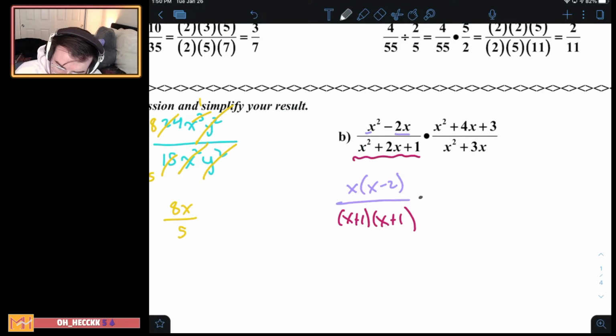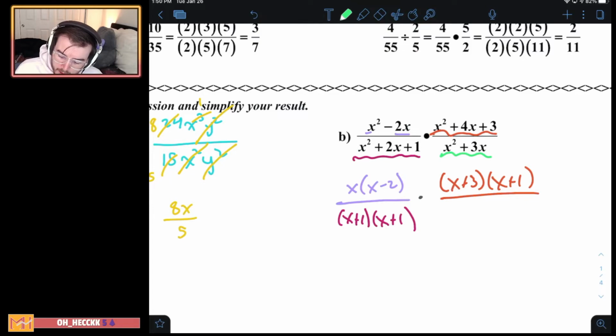Times, take a look at the next set. What multiplies to 3 and adds to 4? 3 and 1. 3 times 1 is 3, 3 plus 1 is 4. All over, and then the last term. Why do I look at this and know I need to find a GCF? Because there's only 2 terms, and they both have x. If there's a GCF, you need to take it out. So because I take out this x, I'm left with x plus 3.